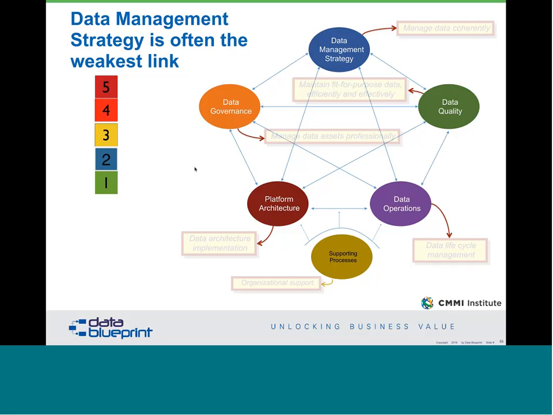Now, understand this also: these 5 areas, governance, data management strategy, quality, operations, and platform, are linked inextricably in the same way Maslow's are.